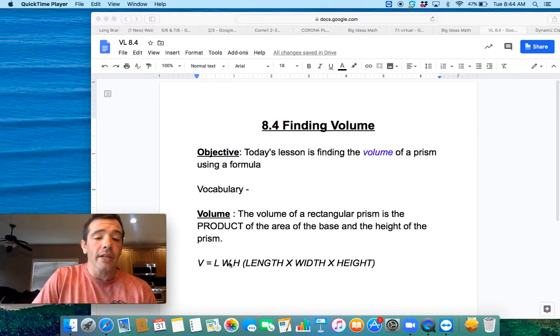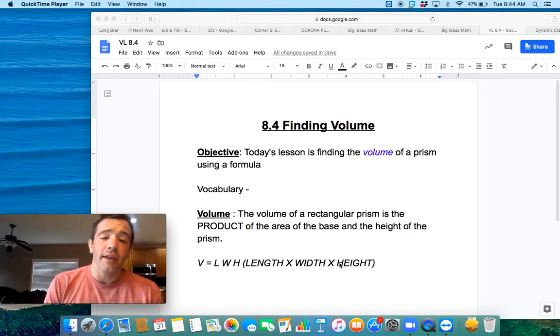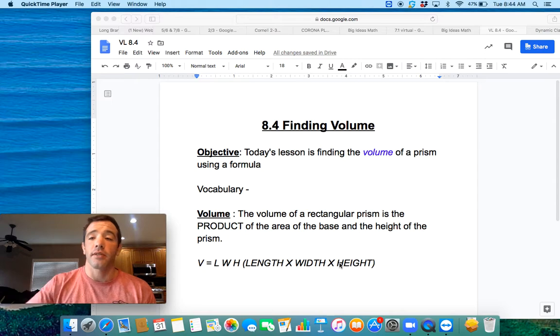Remember, we don't need multiplication signs or look like crazy all letters. Length, width, height. Length times width times height. So maybe take a minute, pause this video, make sure your paper is titled, and you have these little start notes going on. We're going to start getting into some examples right now.